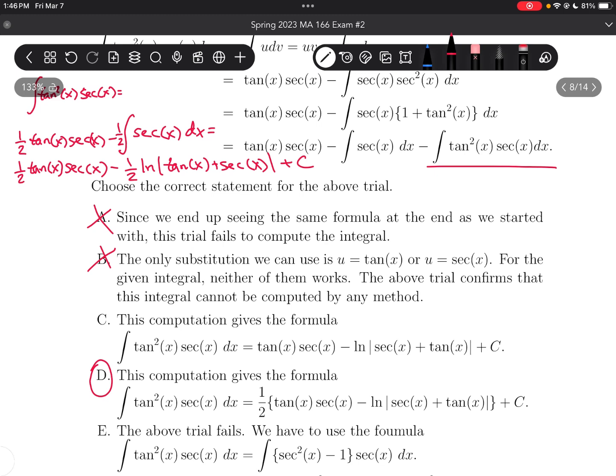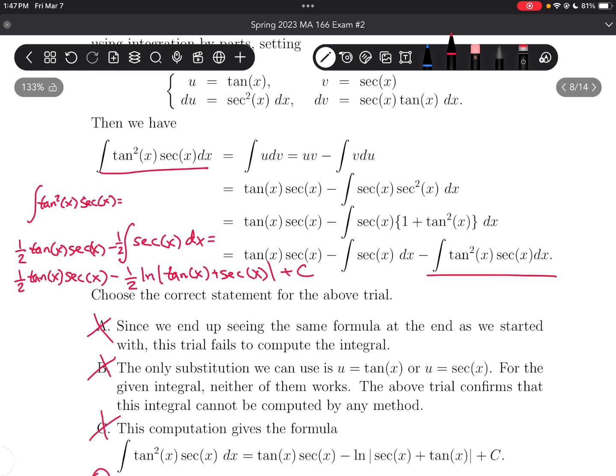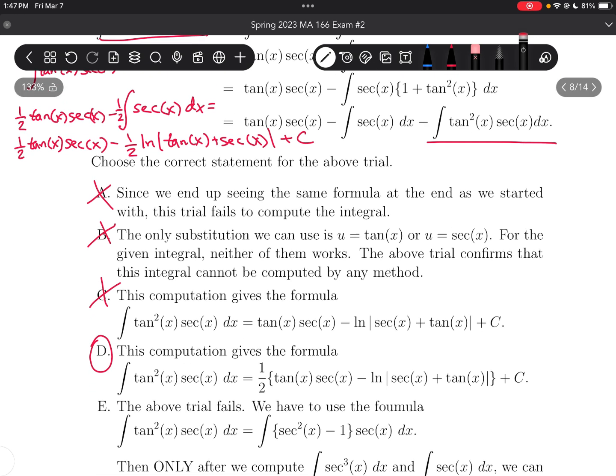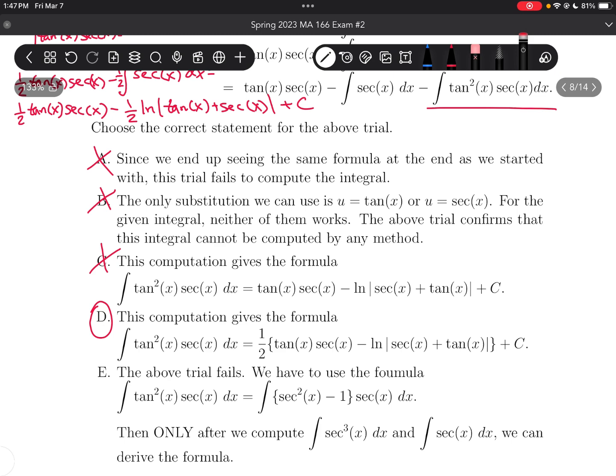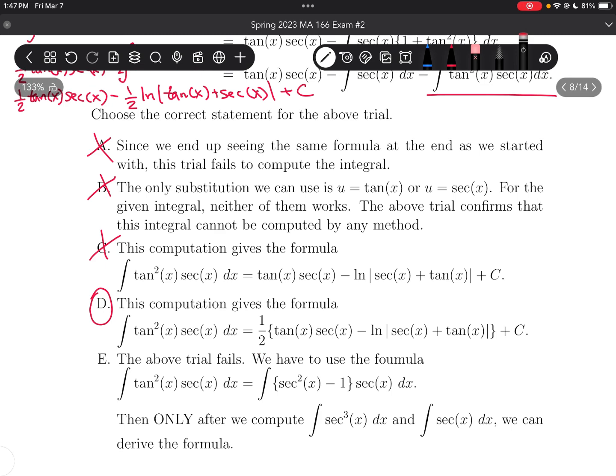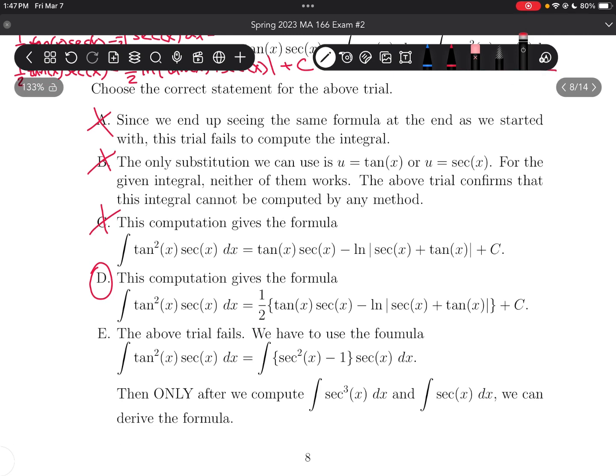Okay, statement C gives a formula, and it is very similar to the one we calculated, except they forgot the 1/2. So statement C is due to an arithmetic error. So it's important to remember that you have two of these expressions. So that's why we have the 1/2 in front. Okay, and then statement E says the above trial fails.